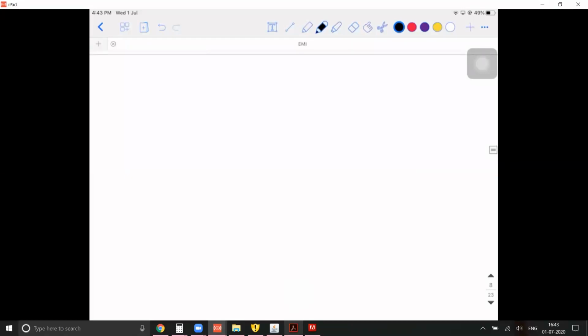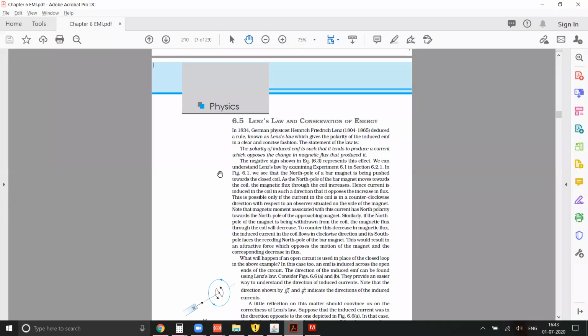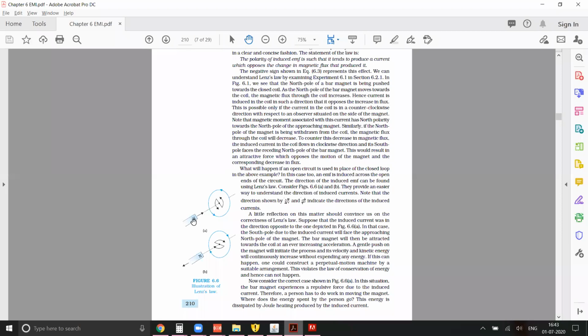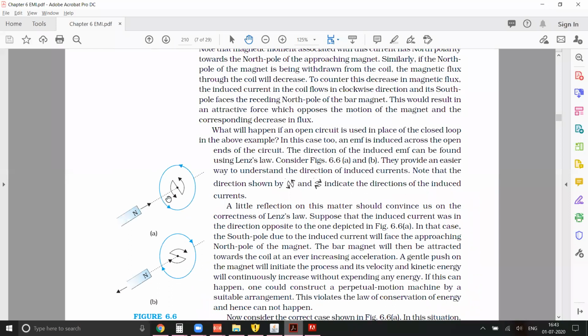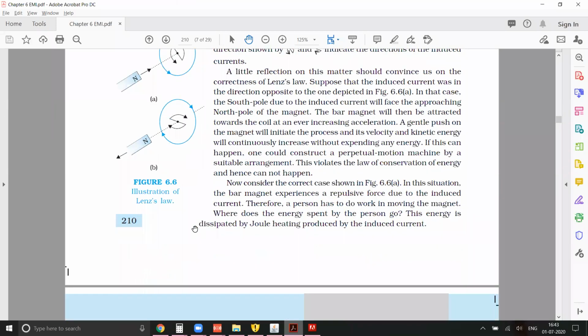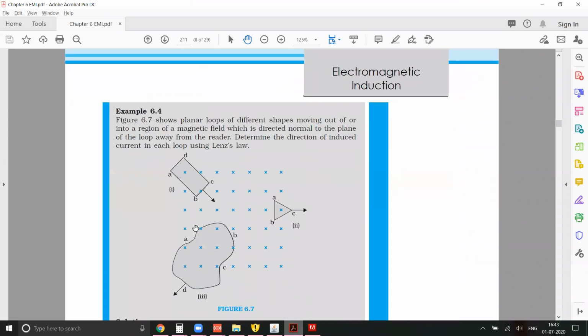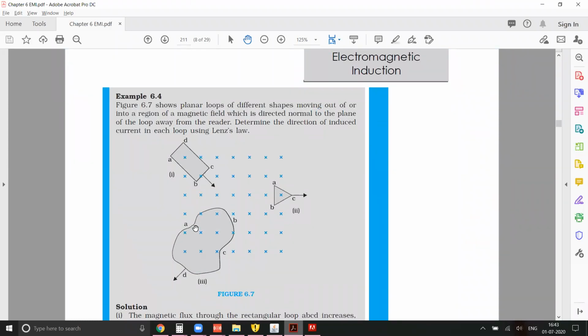If you're clear with this, we will do 2, 3. See, that's what they have given. You're able to see the diagram on page 210. When the north pole is moved towards, it generates a north pole. When the north pole is moved away, it generates a south pole. That's what the theory is. Now I will show you some examples.